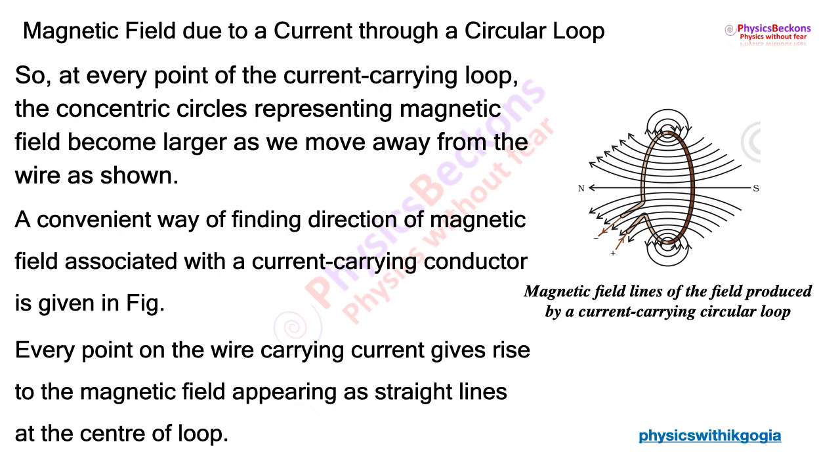Hence, every point on the wire carrying current now will give rise to magnetic field appearing as straight line at the center of the loop. Hence, at the center of the loop as shown, we get a linear magnetic field line. Remember, when the conductor was straight, the magnetic field lines were circular. Now the conductor is circular, so at the center the magnetic field line is now straight in shape.